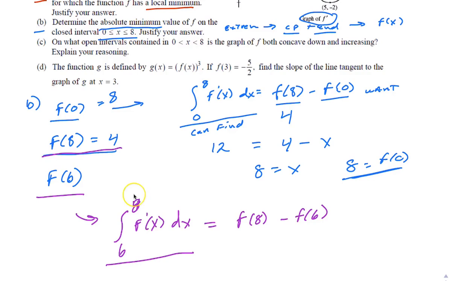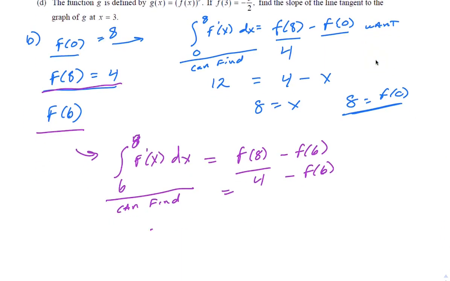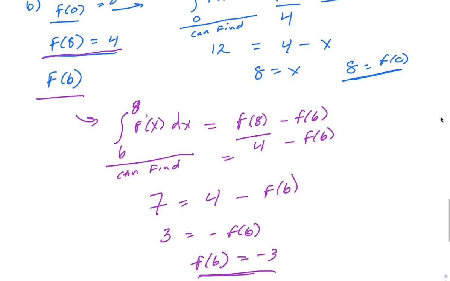Again, this I could find. This I know. That's 4. And this is what I'm looking for. So I got to find the integral from 6 to 8. Integral from 6 to 8 is 7, based on the graph right there, because it's this area. So 7 equals 4 minus f of 6. Do a little math, and you get 3 equals negative f of 6, or f of 6 equals negative 3. And that is B.